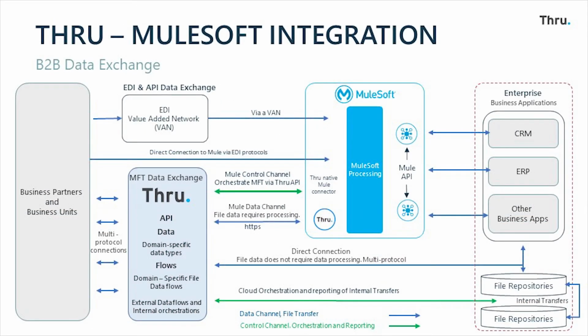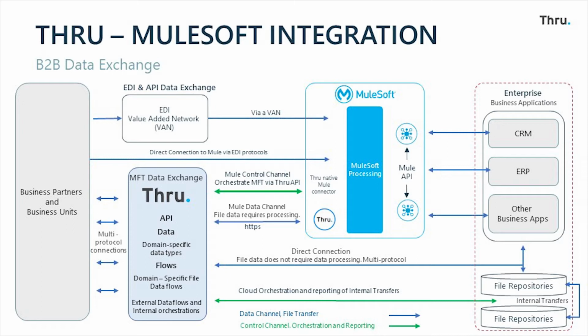This diagram shows integration of Mule and Thru in B2B data exchange solution. Thru integrates with Mule over two channels. Data channel. Data is exchanged between Mule and Thru, marked by blue arrows. And control channel. Mule orchestrates Thru MFT processes by consuming Thru API, marked by green arrows.